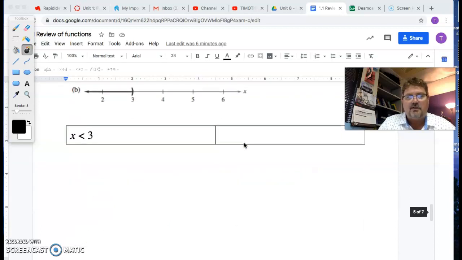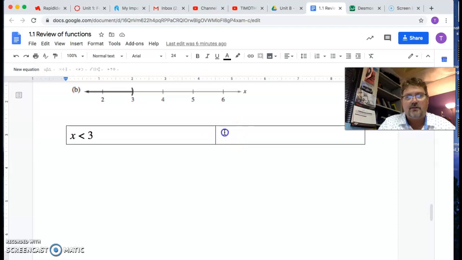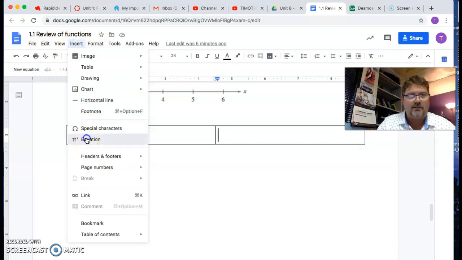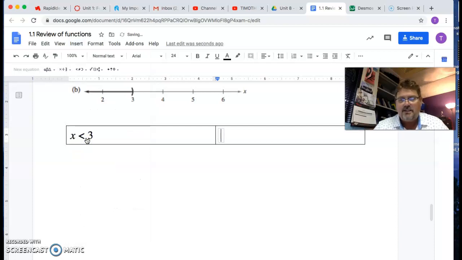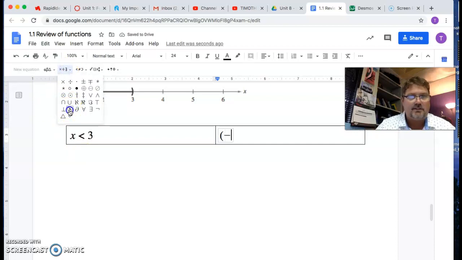Okay, so when you use interval notation, you're going to start with the farthest number on your left. I need to make an equation here, I guess, so I can have the right symbols. All right, so the farthest thing to my left on this number line that I've got to put in here, because this says every number less than 3. Well, that starts at negative infinity. Right? Negative infinity is where I'm going to start it.